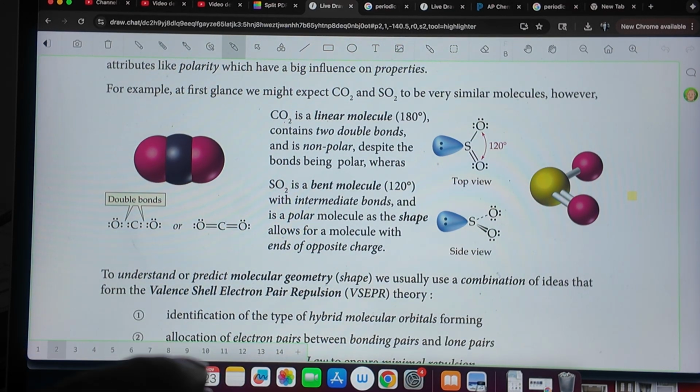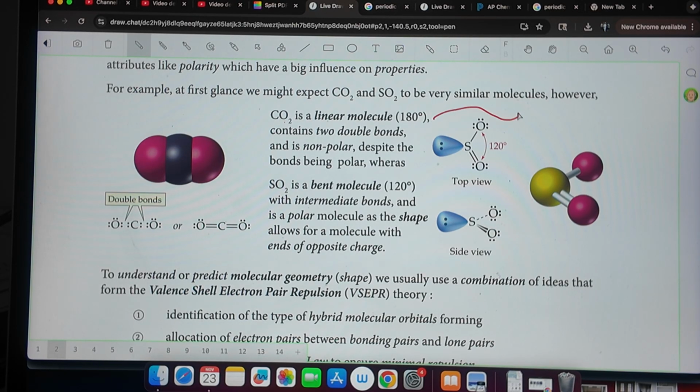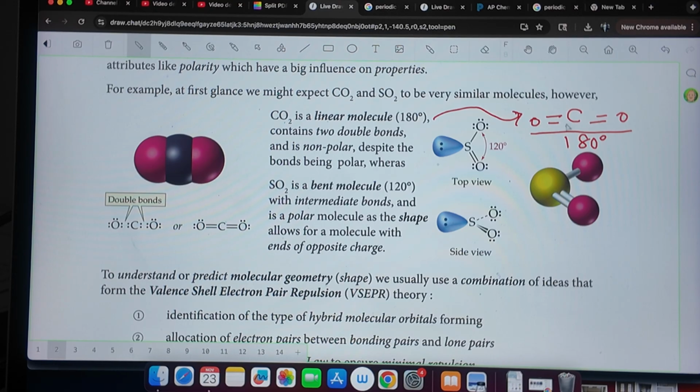So depending on how things are bonded, they will have a certain angle. Like here, what they're talking about, CO2, carbon dioxide. It's a carbon double bonded to an oxygen double bonded to an oxygen. So this angle right here is a 180-degree angle because it's two double bonds. So these are very, very rigid and straight bonds, right?